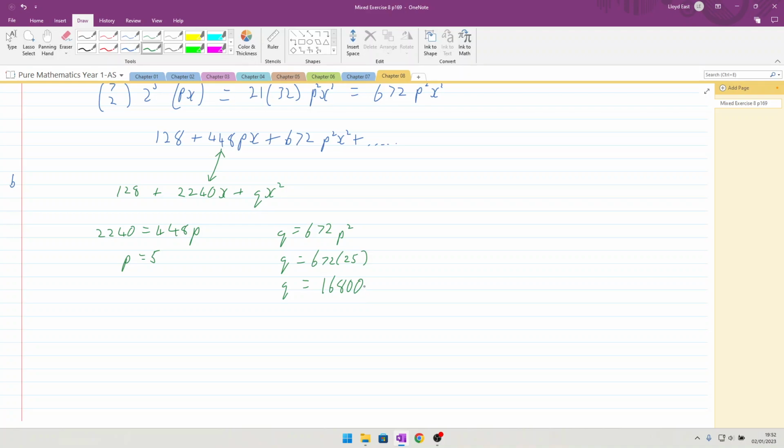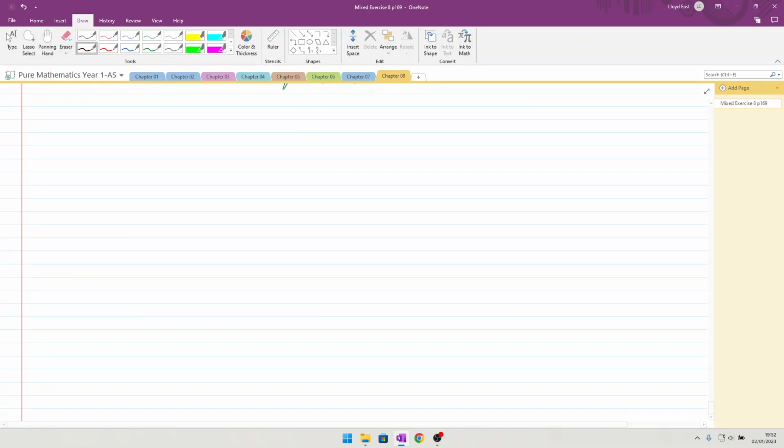Question 20 now. Okay, question 20. Write down the first three terms in ascending powers of x of the binomial expansion of (1 minus px)^12, where p is a non-zero constant. Okay, so watching out for the minus on it. So we are going to have 12C0, we are going to have 12C1, and we're going to have 12C2.